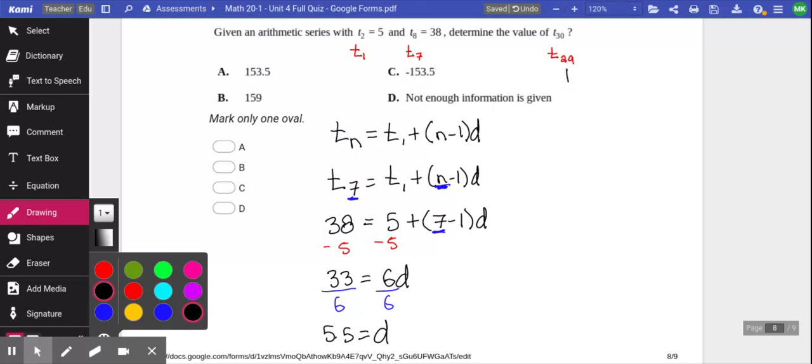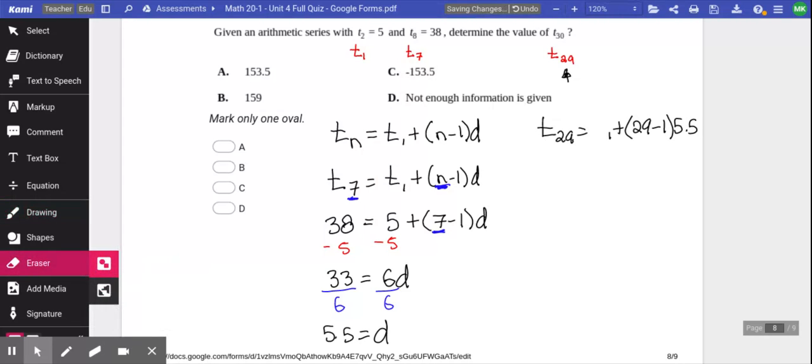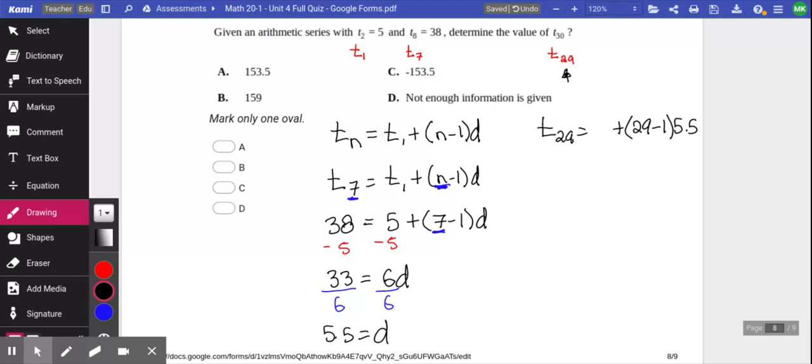This question specifically is asking me for the 29th term, so I could go T of 29 equals T of 1 plus N, which is 29, minus 1 times my D value, which is 5.5. So I can use that formula now again, but with different values to find the answer.